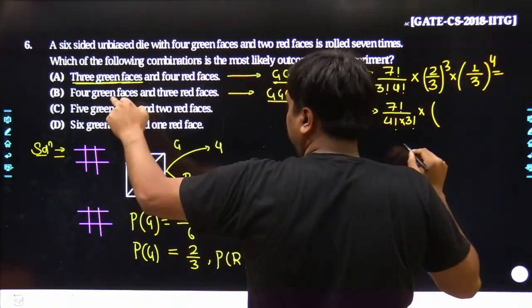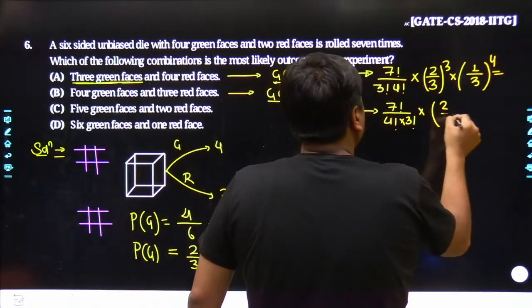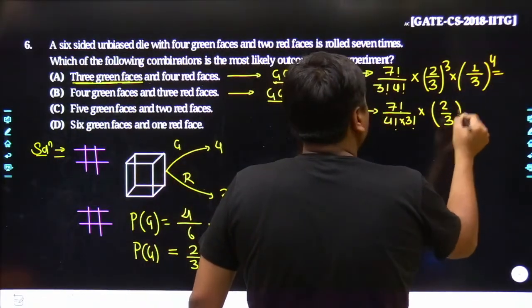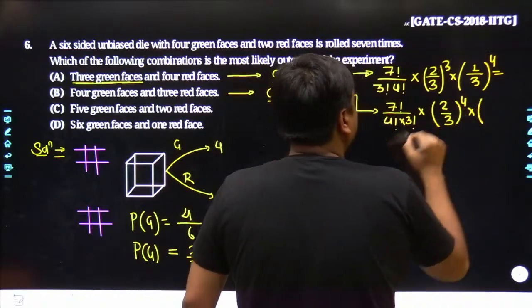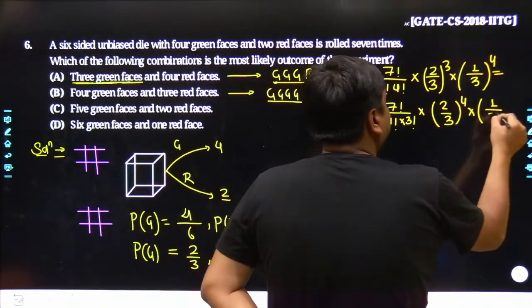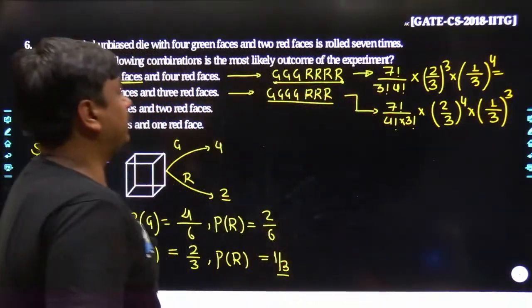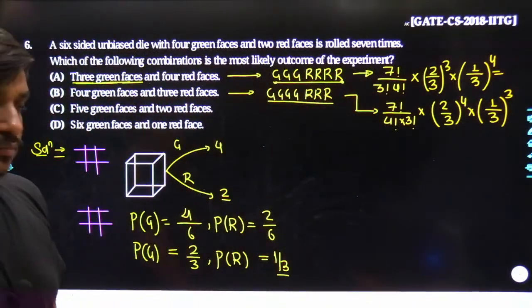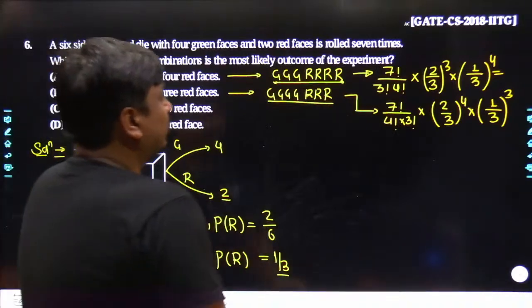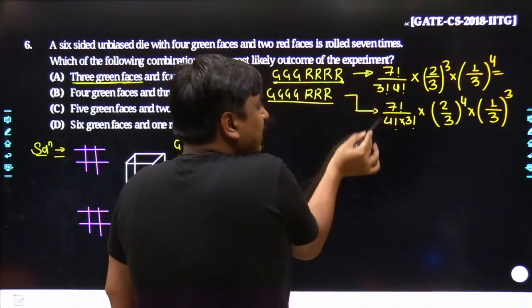Now, how many green faces do we want? The 4 green faces you want, so it would be 2 divided by 3 to the power of 4, and here it would be 1 divided by 3 to the power of 3. 1 divided by 3 to the power of 3. And this multiplication factor is making life hell.